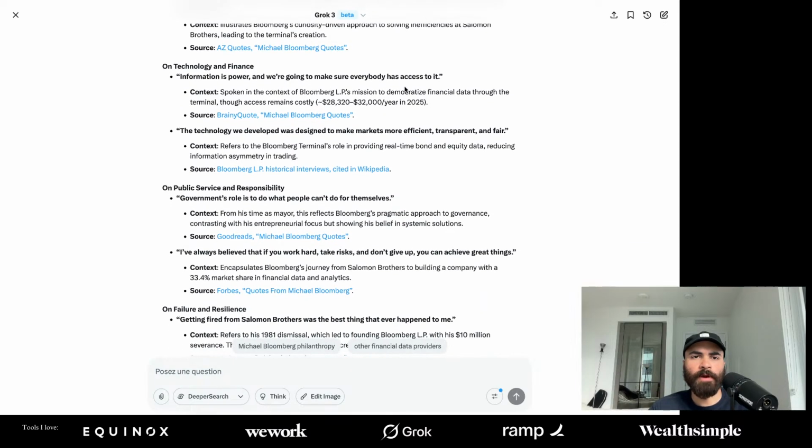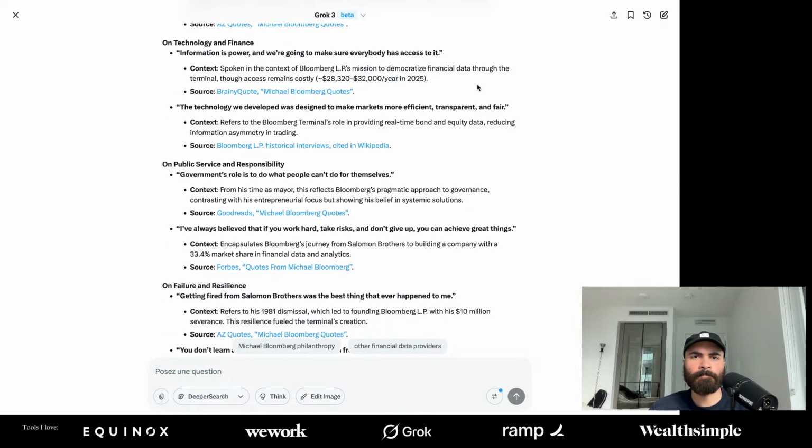On technology and finance: information is power, and we are going to make sure everybody has access to it. For $28,000. Spoken in the context of Bloomberg LP's mission to democratize financial data through the terminal. But that makes sense. He was at that time only working on Wall Street. He was trying to build a product for Wall Street, and this was a business that he wanted to make money from.